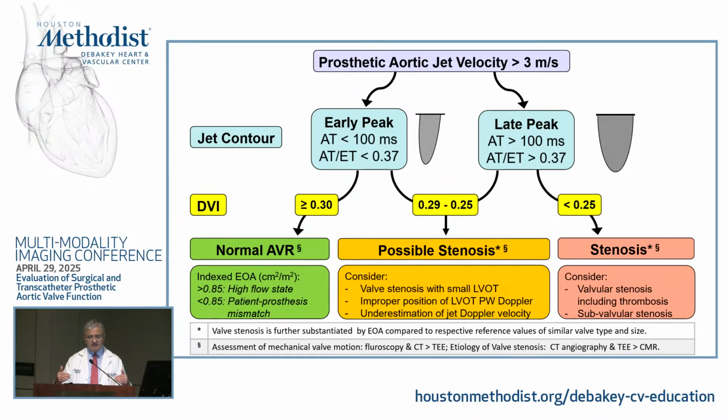Next, you take a look at the DVI, and normally it should be greater than 0.3, closer to 0.4 or so. Remember where you're measuring the pulse sample volume. If it is very low, less than 0.25, that is obviously very concerning. If you put that together with the acceleration time and the ratio, that is what indicates prosthetic valve stenosis. So these are the various issues there for you.